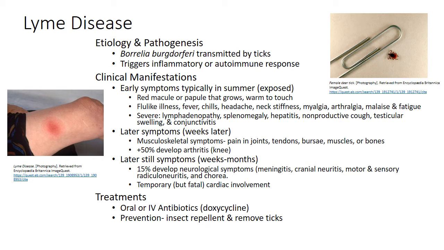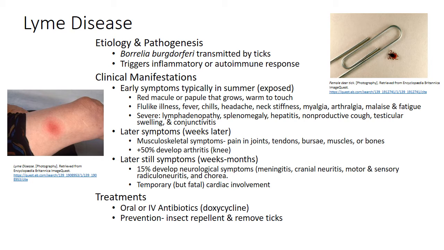When a person is bit by an infected tick, it's not totally clear how that turns into Lyme's, but what we think is that the antigenic fragments of the dead or inactivated organism trigger an inflammatory response or an autoimmune response within the body. Symptoms usually appear in the summer because that's usually when a person would be exposed. It starts as a red macule or papule that often presents as a bullseye.